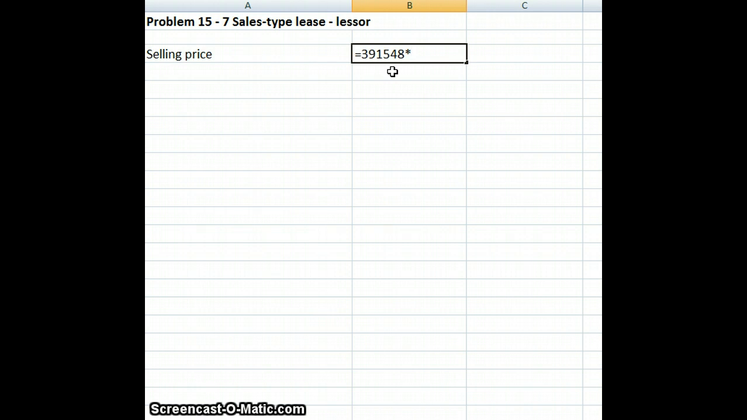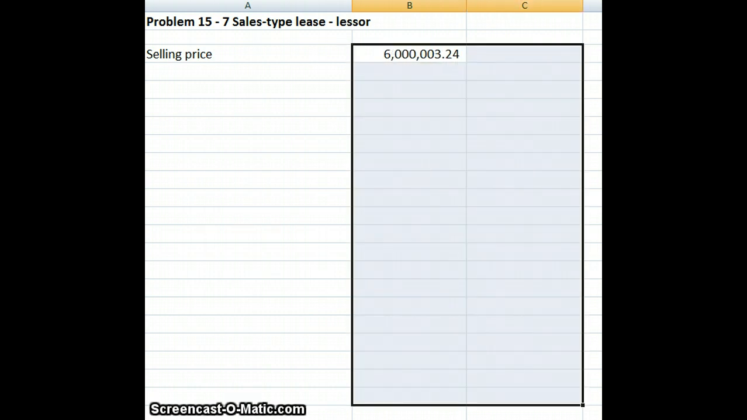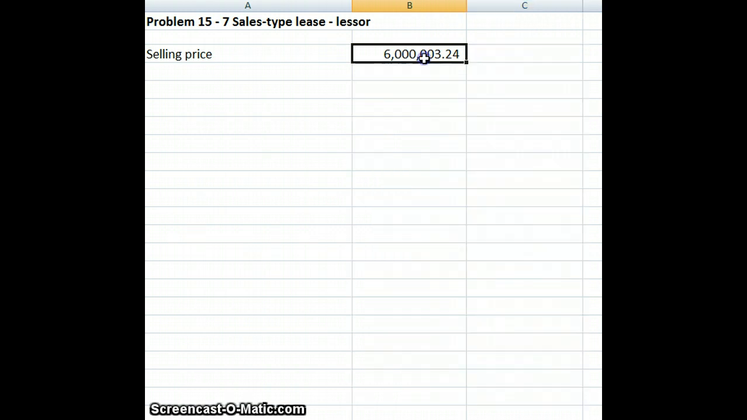Okay, so it's going to give us a value of 15.3238. And so we come up with $6 million. And I'm going to change that to make things easier to just straight $6 million.